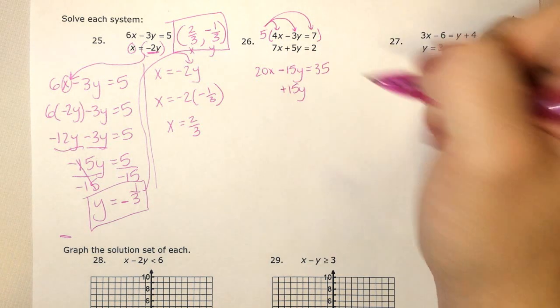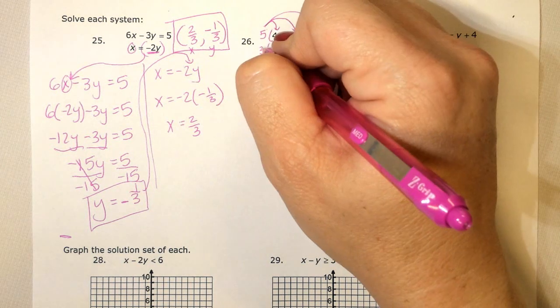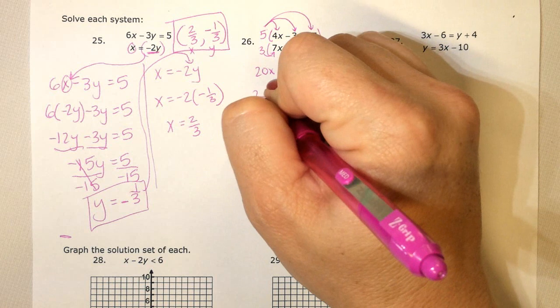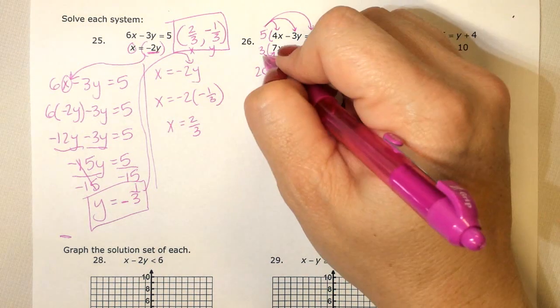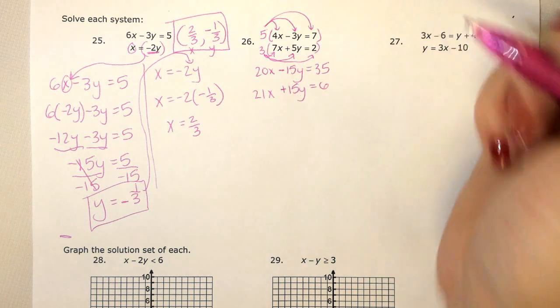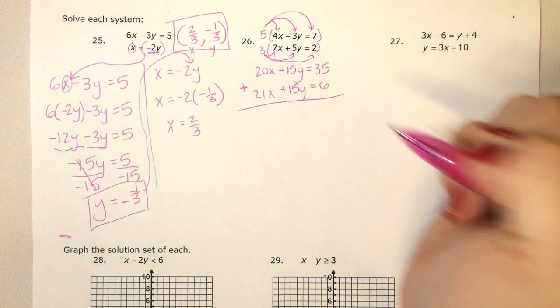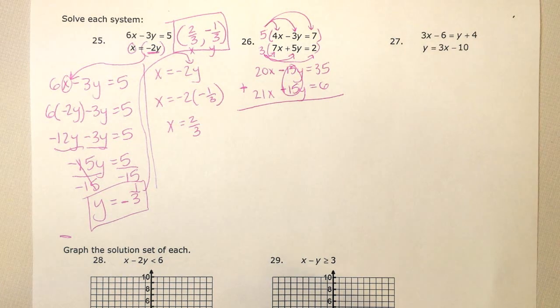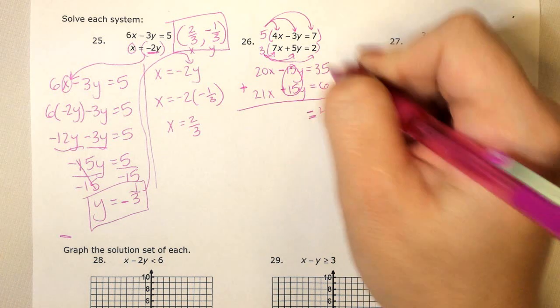So how would I turn 5y into a positive 15y? I would multiply by 3. Well, 3 times 7x is 21x. 3 times positive 5y is positive 15y. And 3 times 2 equals 6. So now I can do my big addition. This zeroes out. If I don't have a zero pair, this isn't going to work. 35 plus 6 is 41.